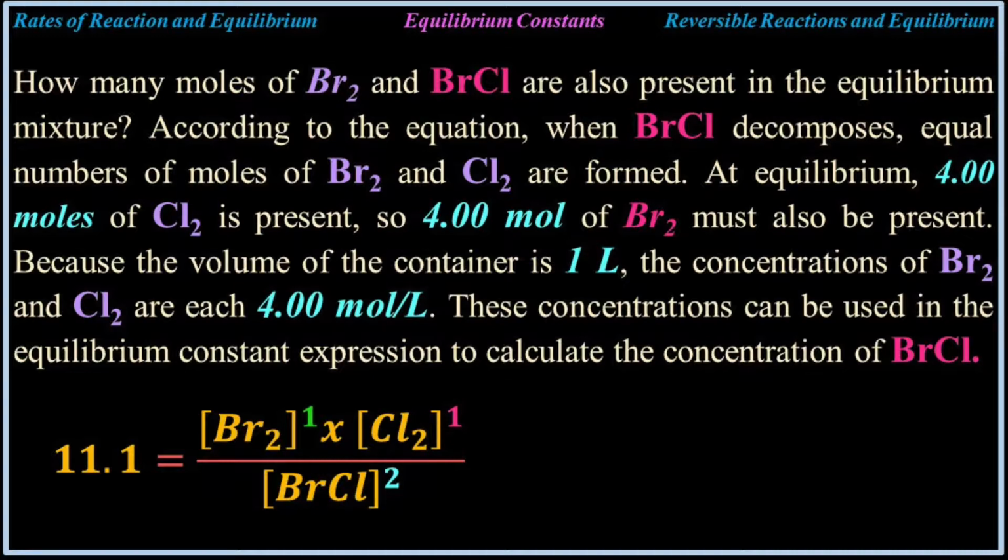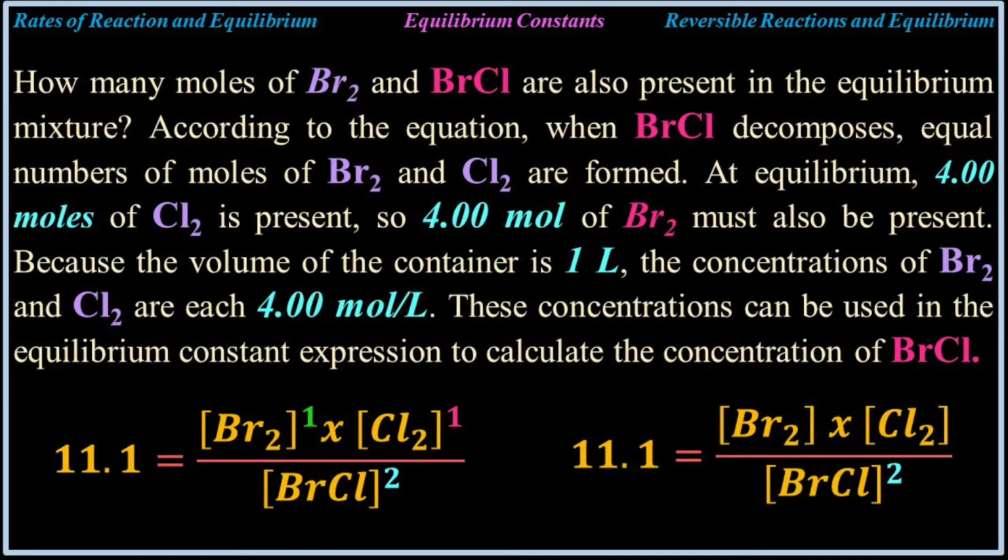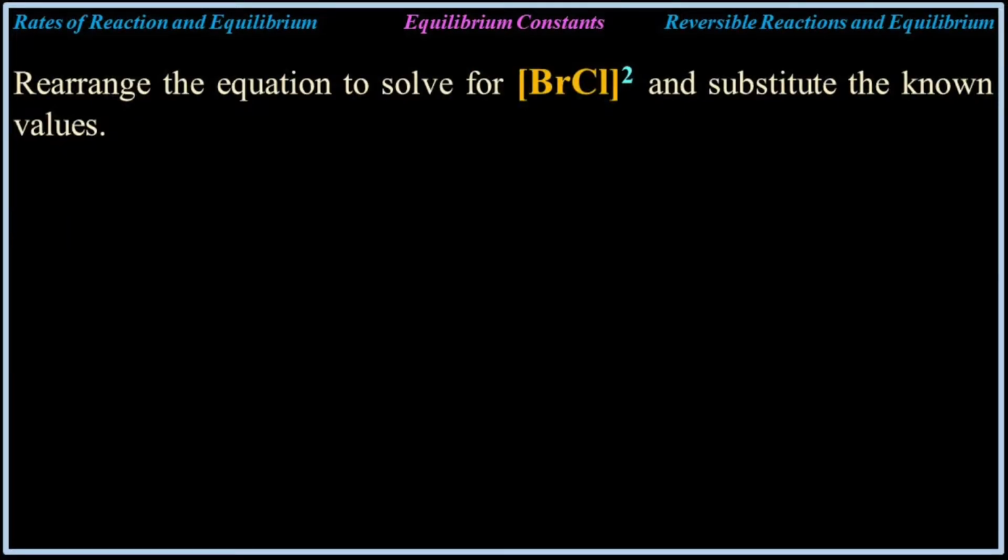So here's the expression. Notice the exponents of 1. That refers to the coefficients of 1. That's the number of moles of bromine and chlorine. So the coefficients, or the number of moles, is actually the exponent. And as it says above, that's going to equal 11.1. Now what we want to do is solve for the concentration of bromine chloride. So now I got rid of the exponents 1 because they're understood, and I simply wanted to show you that they are in actuality there.